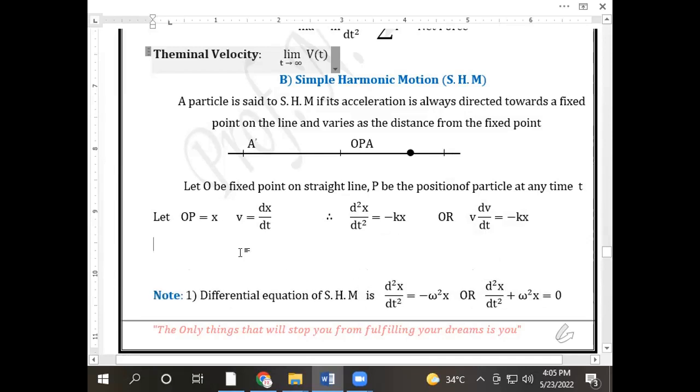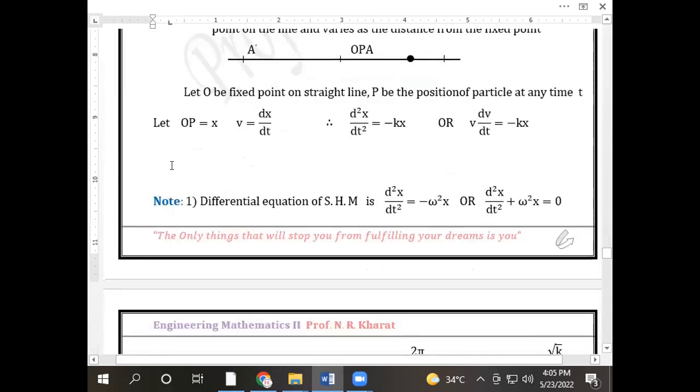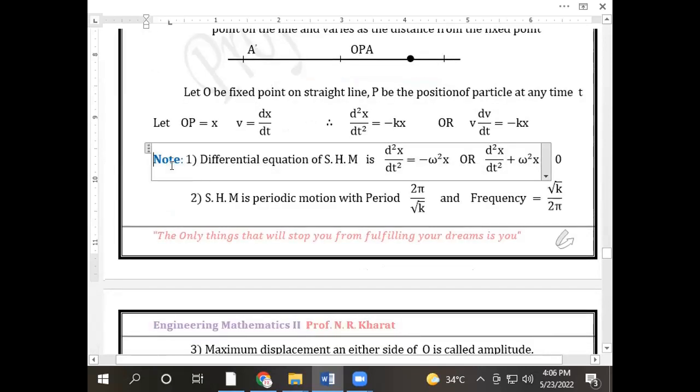So we can define some notes here. The differential equation of simple harmonic motion is d2x upon dt square is equal to minus omega square x. Or simply, shifting this minus omega square x to the right hand side, we get d2x upon dt square plus omega square x is equal to 0, which is the differential equation of simple harmonic motion.